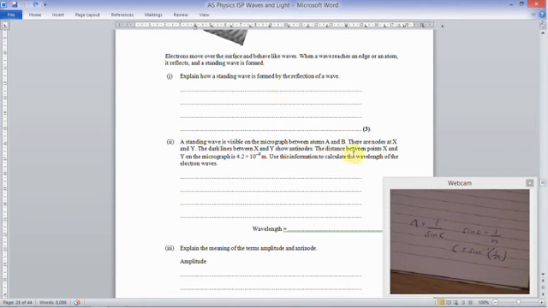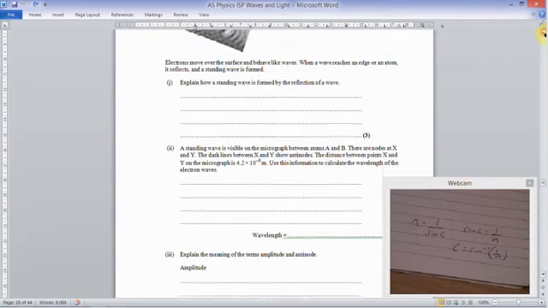The distance between points X and Y in the micrograph is 4.2 times 10 to the minus 9. Let's write that down, that's going to be a number we're going to use. 4.2 times 10 to the minus 9, in other words, nanometres. Use this information to calculate the wavelength of the electron waves. Nice tricky question.